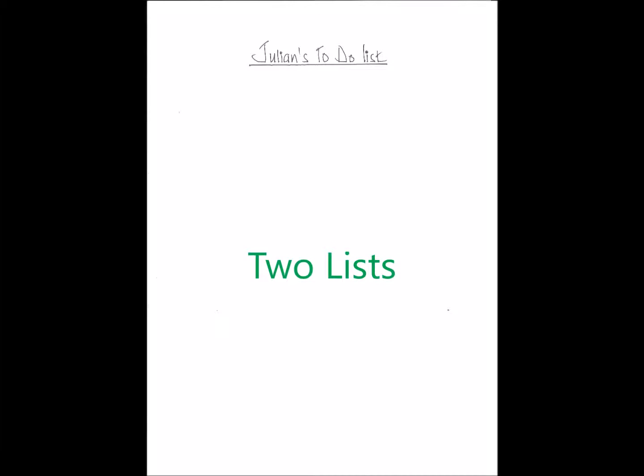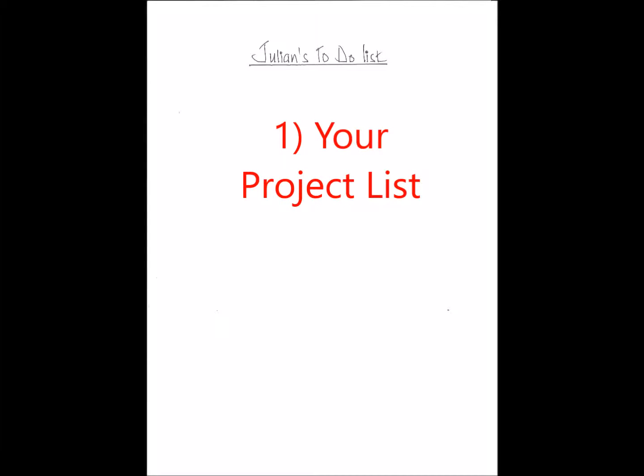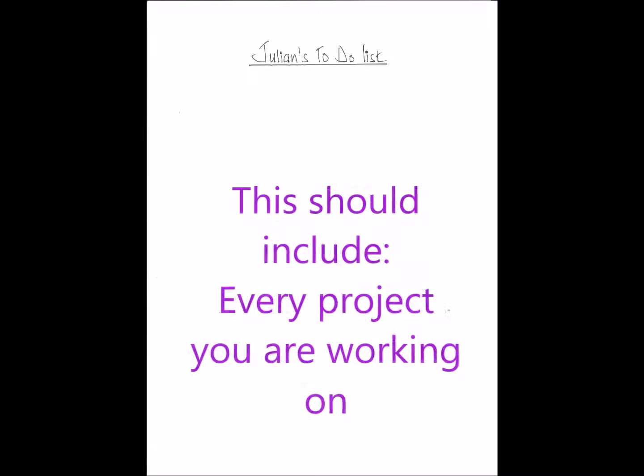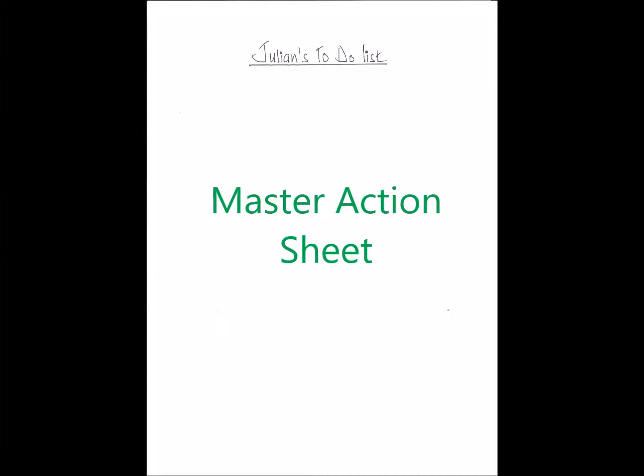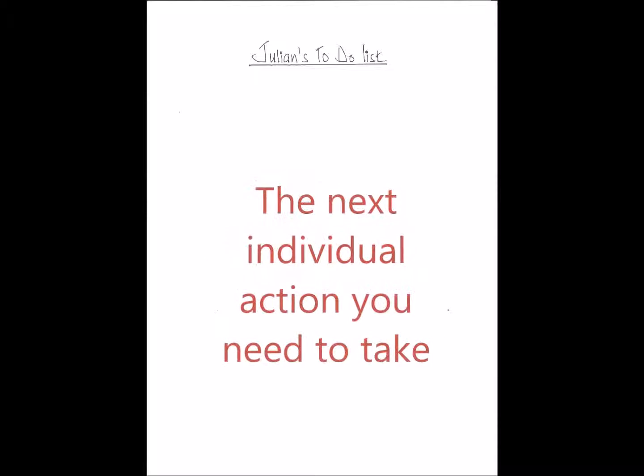I recommend you have two lists as a minimum. Your project list, first of all, that's your strategic level list, which will keep a record of every project you're working on currently. And a project is any task that you need to carry out that has more than a couple of steps involved. Next, you need a master action sheet. And those master actions are, from each of your projects, the next individual action that you must take.